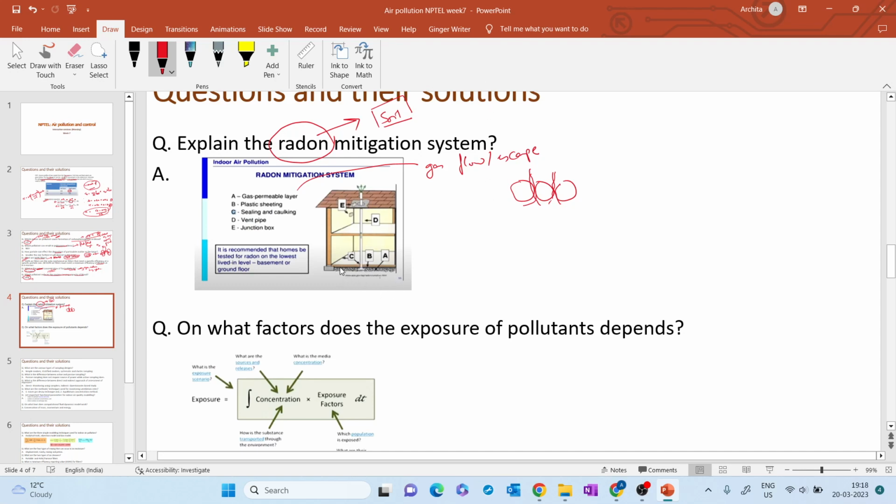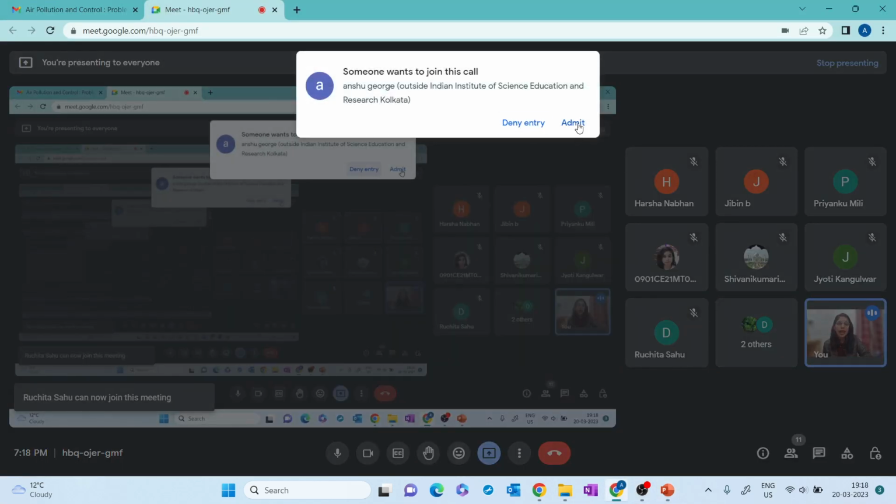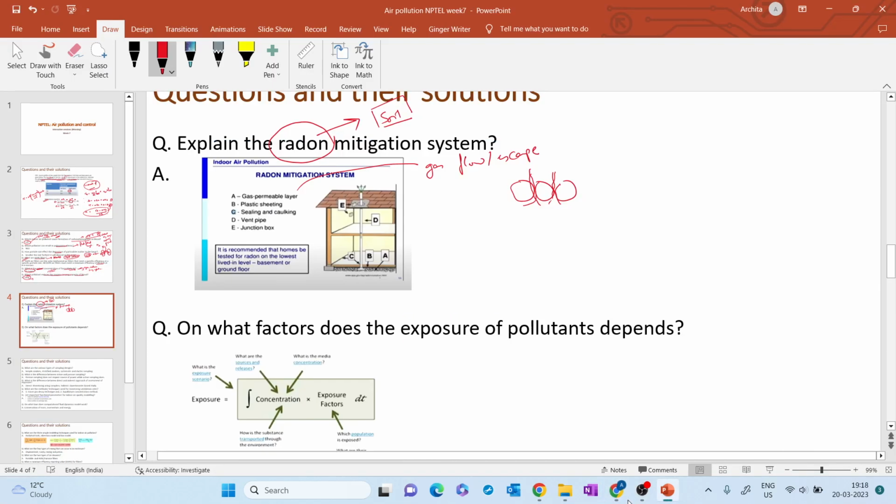Okay, and over it they have this plastic sheet so that the gas will not enter any house, and the only route of escape is through this vent pipe, and it will go into the atmosphere, right? So that way the indoor environment will be radon free, or they will not have any radon pollution. Okay, and the junction box is nothing but it holds that pole on the roof. Okay, so these are the different components of a radon mitigation system.